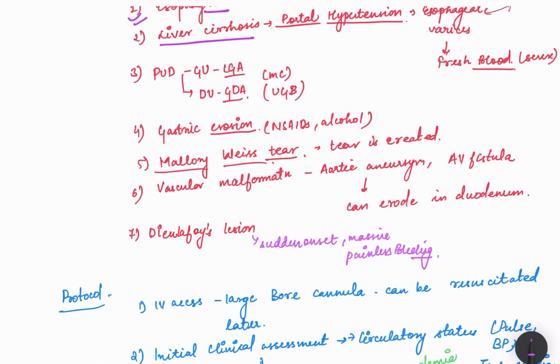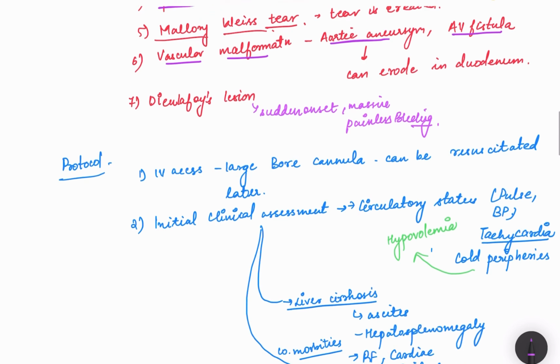The third cause can be peptic ulcer disease like duodenal ulcer, gastric ulcer. Gastric ulcer is due to left gastric artery rupture. Duodenal ulcer can be due to the gastroduodenal artery, and the most common reason for upper GIT bleeding is peptic ulcer disease. Fourth is gastric erosion, due to continuous use of NSAIDs and alcohol. Fifth is Mallory-Weiss tear. Sixth is vascular malformation like aortic aneurysm, AV fistula, and it can erode into the duodenum. Seventh is Dieulafoy lesion, with sudden onset massive painless bleeding.